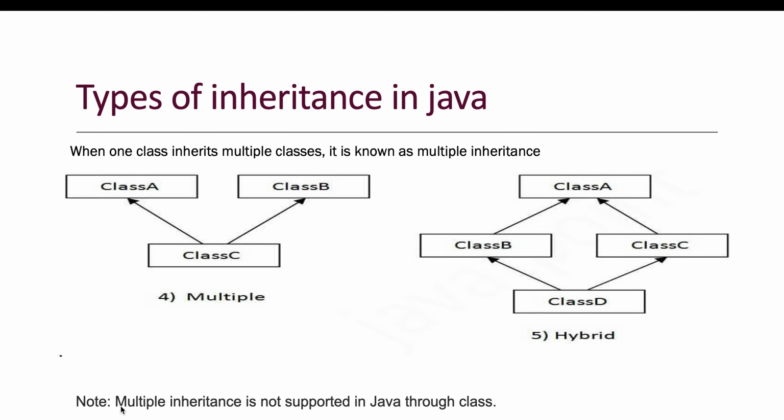So this is what we have written here in the note section: multiple inheritance is not supported in Java through classes, but yes, this structure is supported by another concept called interface, which we will discuss in upcoming videos, on how multiple inheritance is achieved in Java using the interface.